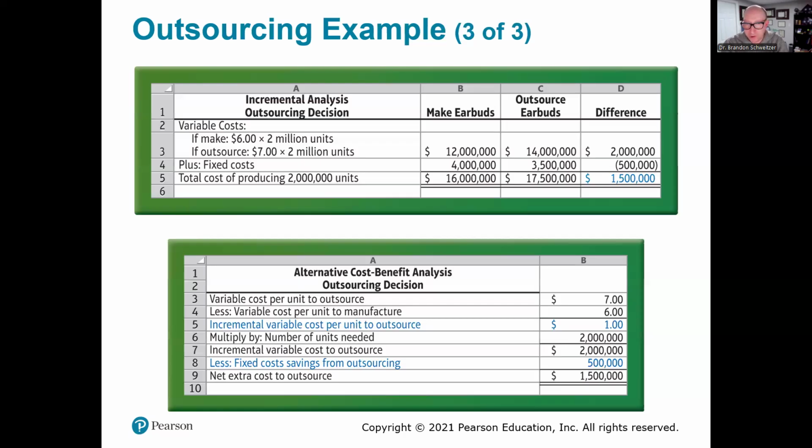We run through the alternative cost-benefit analysis for this decision. We take the variable cost per unit to outsource minus the variable cost per unit to manufacture it, giving us our incremental variable cost per unit to outsource, which is that additional dollar per unit. We multiply that by the number of units we need to produce. That gives us the incremental variable cost to outsource, minus the cost savings in fixed costs, giving us a net extra cost to outsource of 1.5 million.